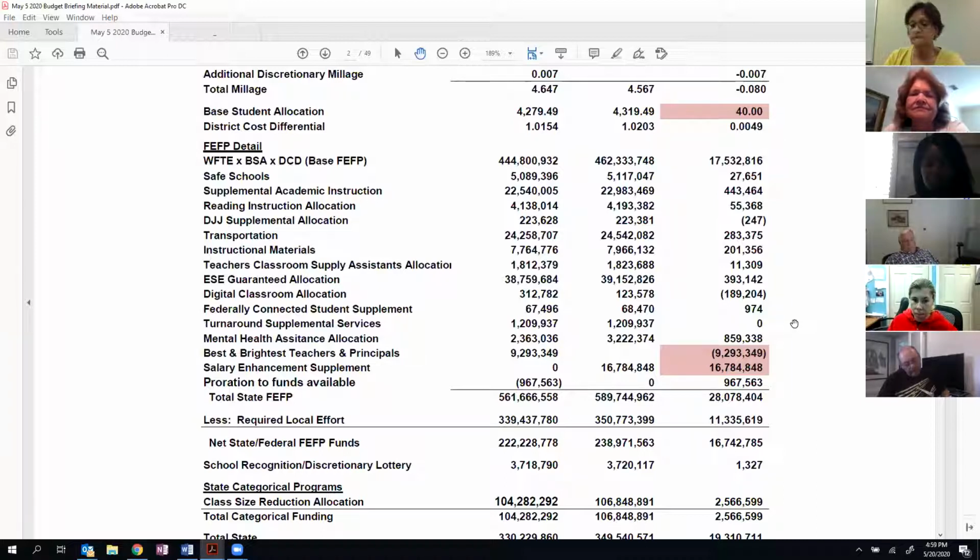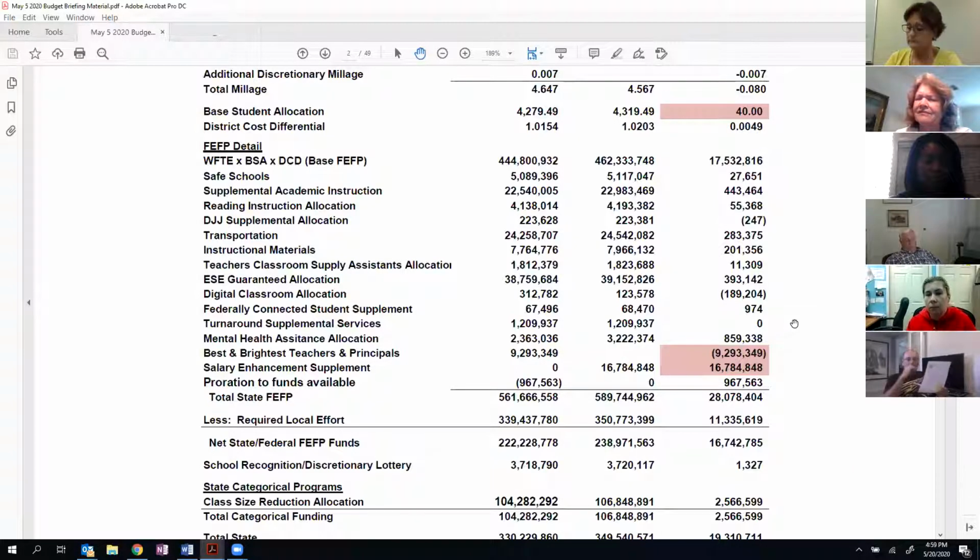Some other changes that I wanted to point out was, and I'm sure you all know about the salary enhancement supplement that was out there about giving the teachers more money. So basically what they did was they built that into the budget for next year for all districts. That was about $16.8 million for the school district. It would have allowed us to take all of our teachers to that base amount. I think it was 47.5.